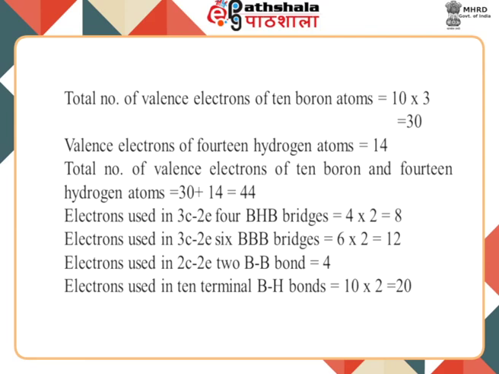So, the electrons used up in the 3 center 2 electron 4 BHB bridges is 8. Electrons used up in the 3 center 2 electron 6 BBB bridges is 12. Electrons used up in the 2 center 2 electron 2 BB bonds is 4, and the electrons used up in the 10 terminal BH bonds is 20.